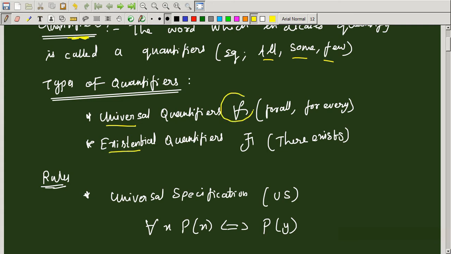Universal quantifier is denoted by for all. The symbol name is also called for all. Existential quantifier is denoted by there exists. The symbol is called there exists.